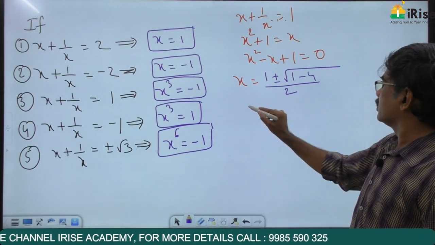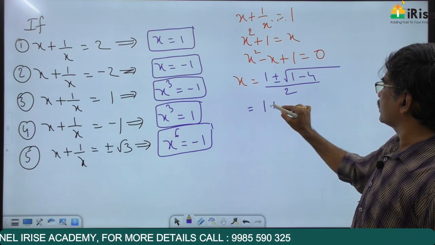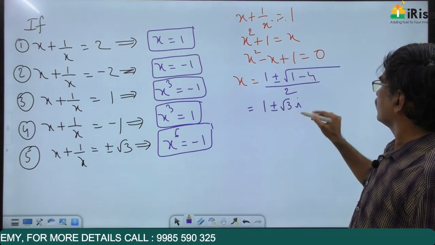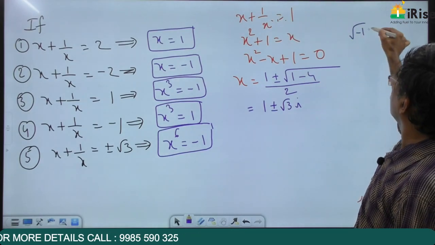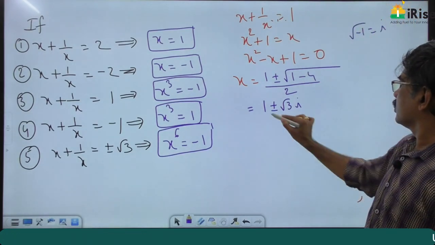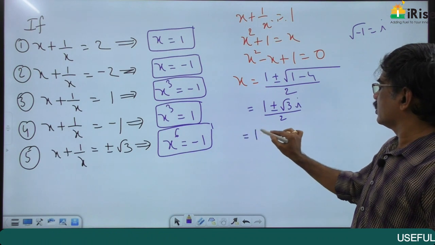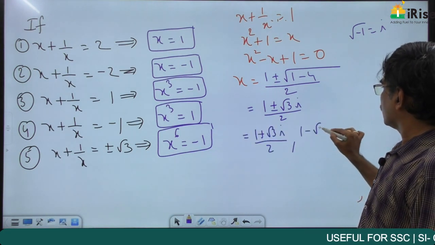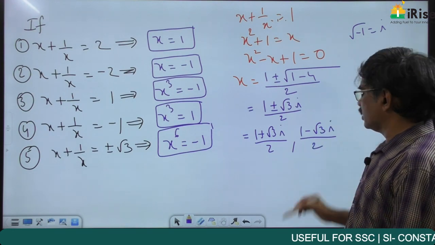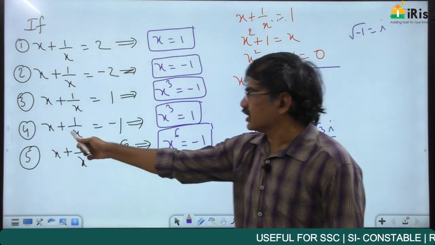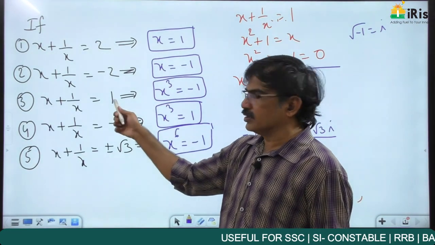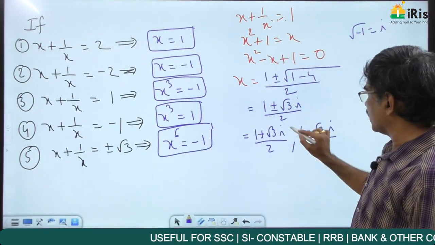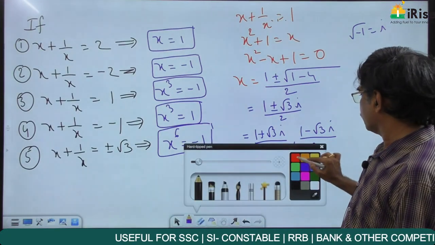Then what we get is nothing but 1 plus or minus root 3i by 2, because root of minus 1 is equal to i. So you get 1 plus root 3 i by 2 as one root, and 1 minus root 3 i by 2 as the other root. Already I have discussed that if x plus 1 by x lies between minus 2 and plus 2, then x is imaginary. So we get imaginary values. These are imaginary.